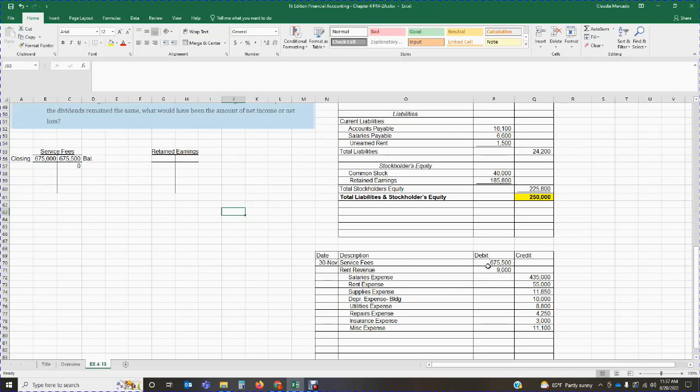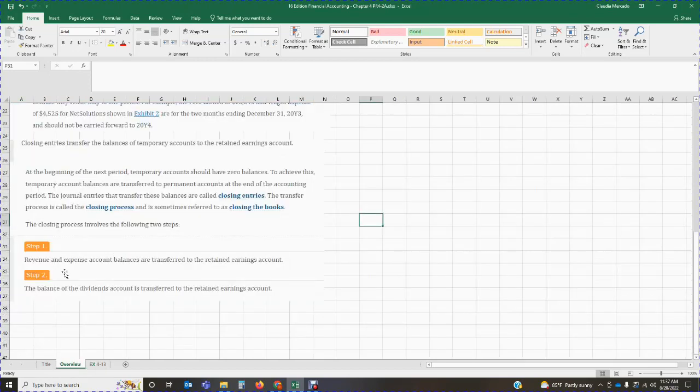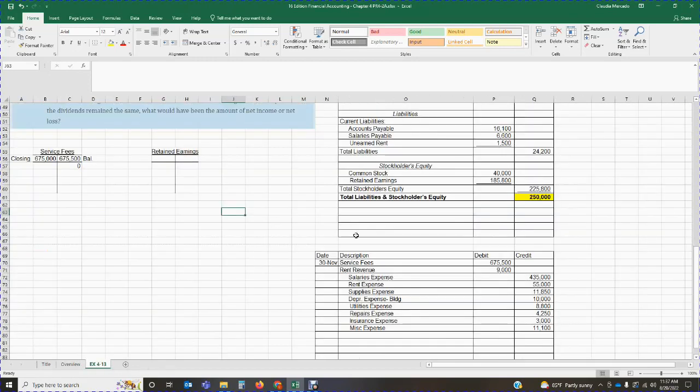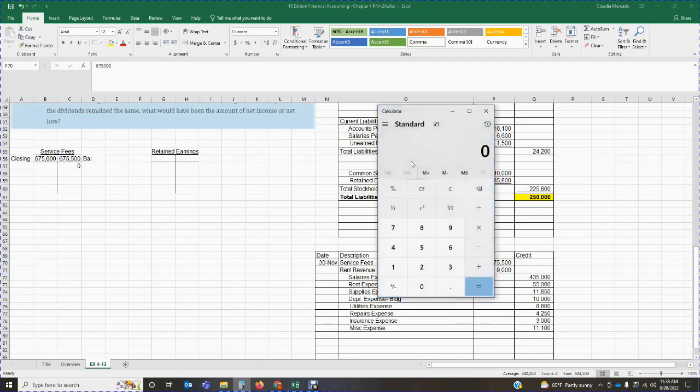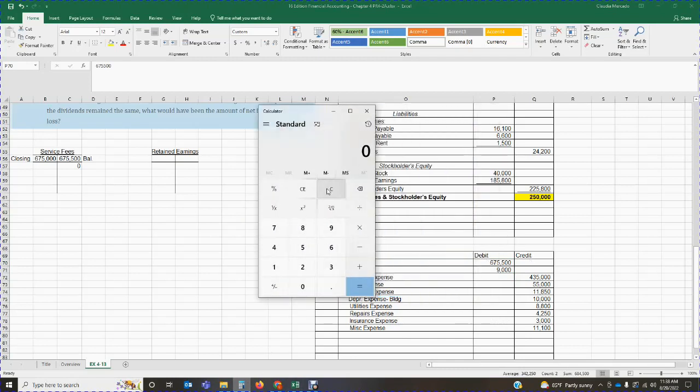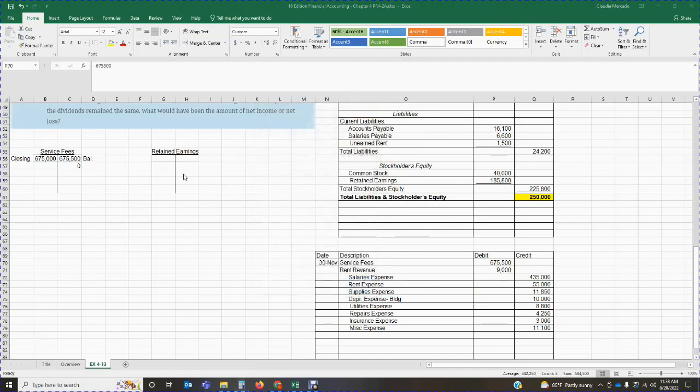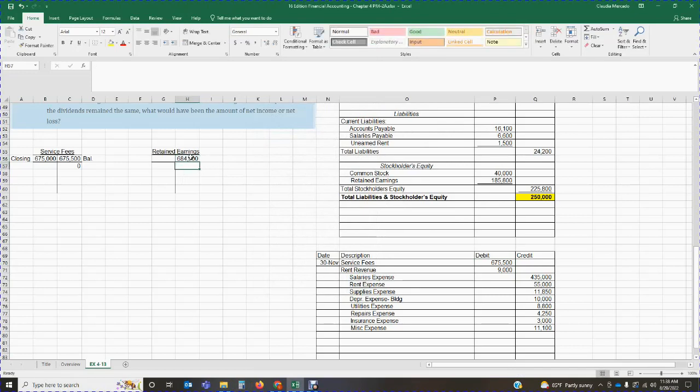And then what would be our offset? Our offset would be our retained earnings account. So if we debit service fees and rent revenue, that means that we would need to credit retained earnings. The total of these two is 684,500. So the total of those two, 675,500 plus 9,000, 684,500, would be transferred to my retained earnings.